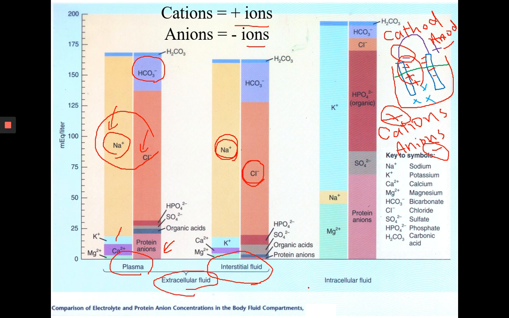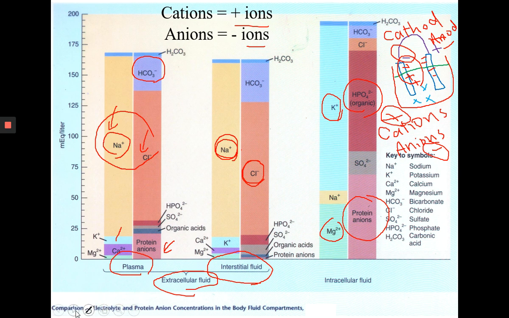What is the difference between the interstitial, extracellular and intracellular? In the intracellular, the main cation is potassium. There is some sodium, but not that much. And magnesium. In the intracellular, the main cation is potassium and magnesium. The main anion in the intracellular is phosphate and protein, okay. So this is the main anion.